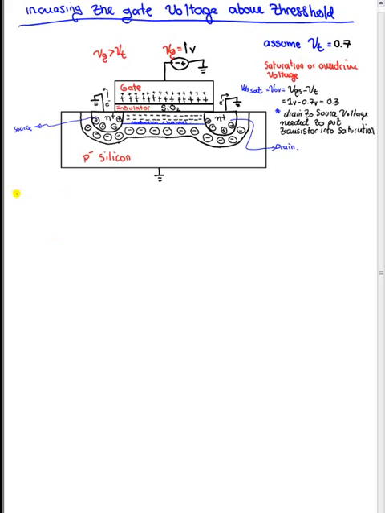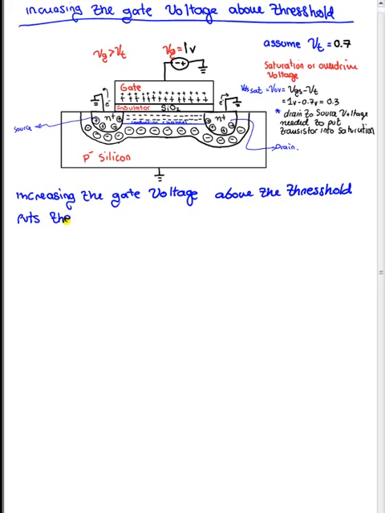So, increasing, let's write down what I just said. The gate voltage above the threshold. I like to write what I'm saying just so that it gives you some time to grasp the concept. I know how hard it is to time yourself when you are trying to explain a concept. You might get it, but the person that is listening to you might not. But if you write it down, you give people some time to understand it.